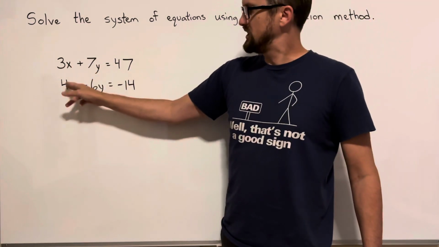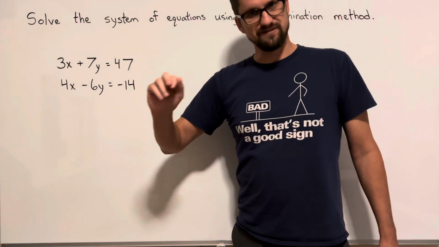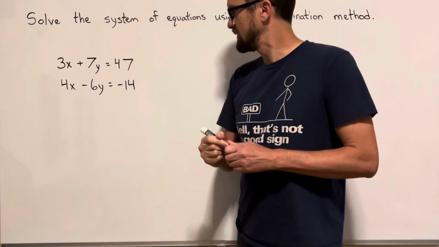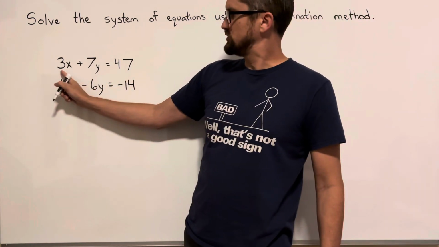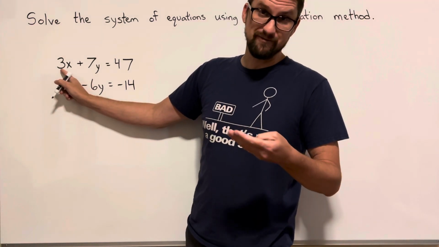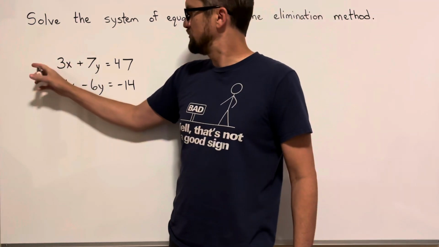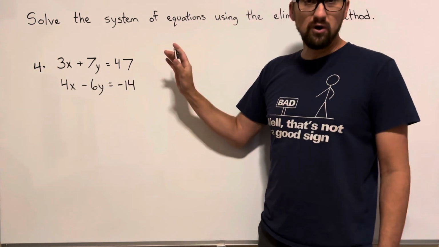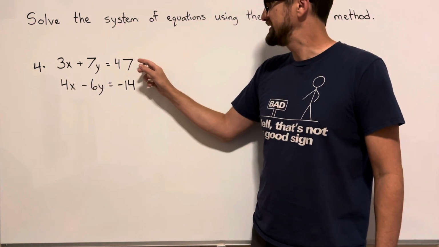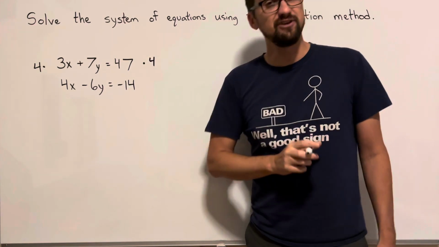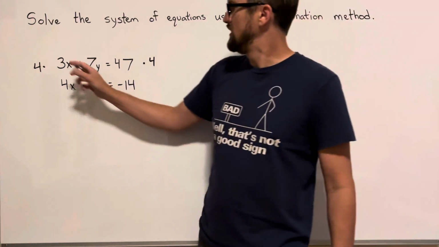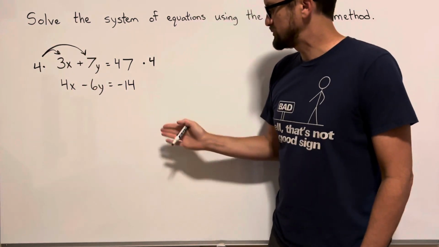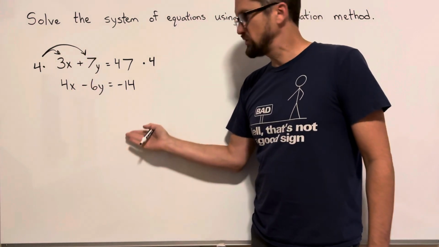We're going to build these up to make them 12s. Now we're going to make opposites as well. All right, so to turn this into a 12, I need to multiply by 4. So I'm going to multiply the first equation by 4. And you want to multiply both sides of the equation by 4. On the left, it's going to distribute. All right, so I'm going to write the new system right here.